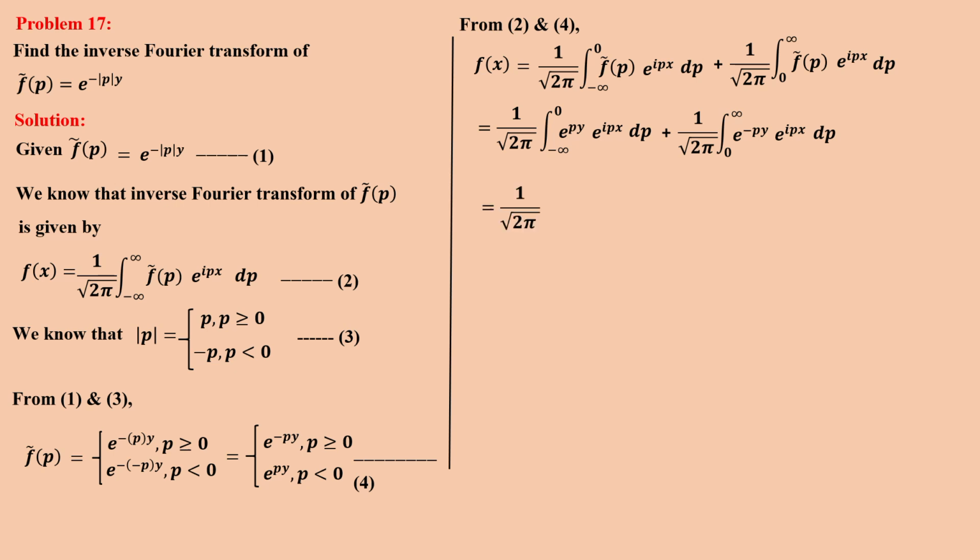Now we are going to group the powers of e. The integral minus infinity to 0 of e power p y plus i p x: p is common, take it outside, e power p into y plus i x dp. Plus 1 by root 2 pi integral 0 to infinity, here we take minus p outside, so e power minus p into y minus i x dp.